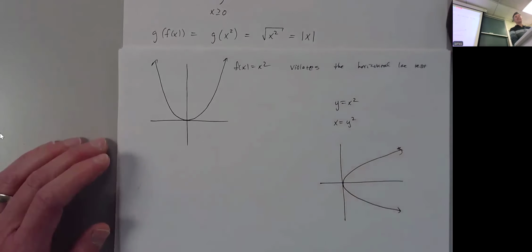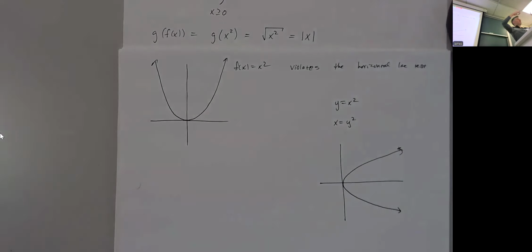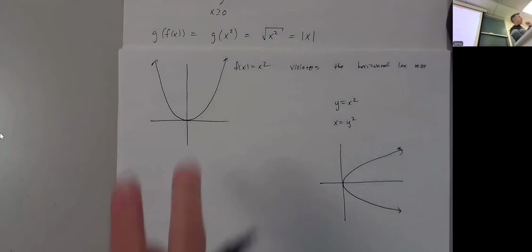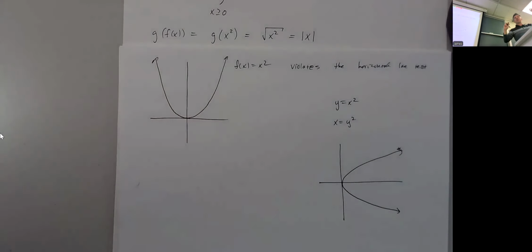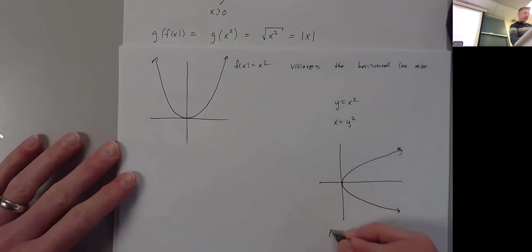Right. Exactly. Because when you interchange x and y, vertical lines become horizontal lines and vice versa. So if your original function is violating the horizontal line test, your inverse relationship is going to violate the vertical line test, meaning it's not a function, meaning they're not inverses because the second thing isn't a function. So not a function.